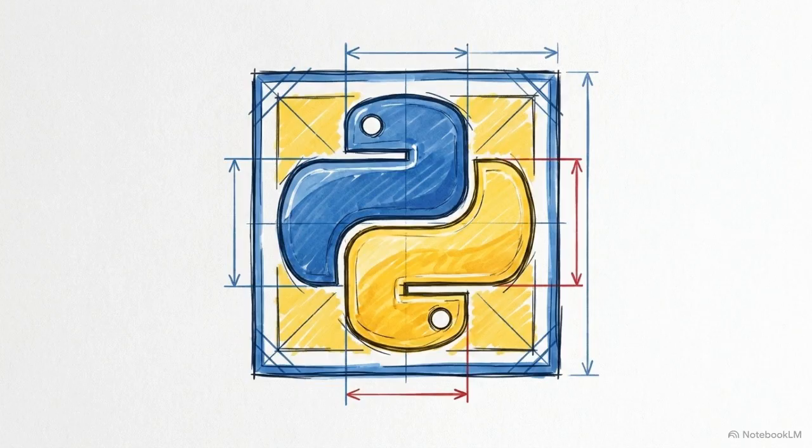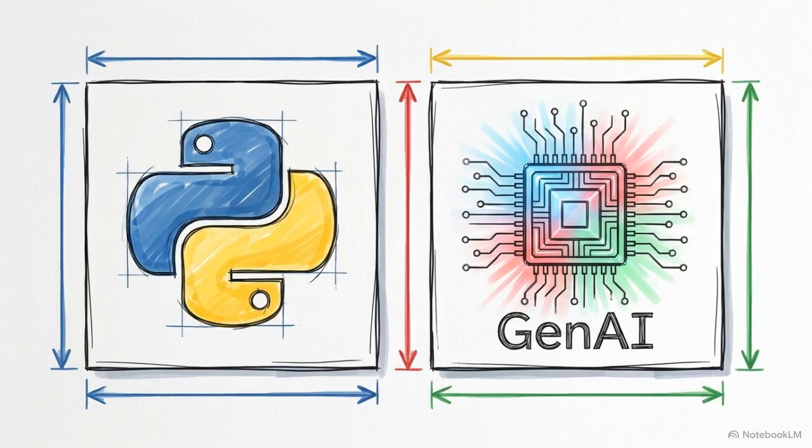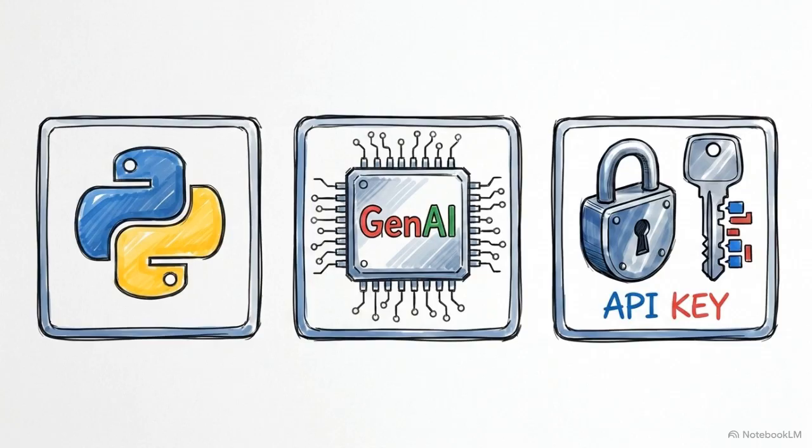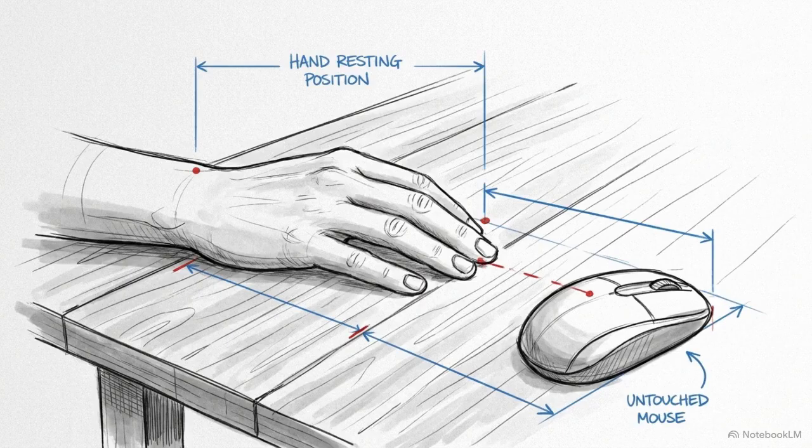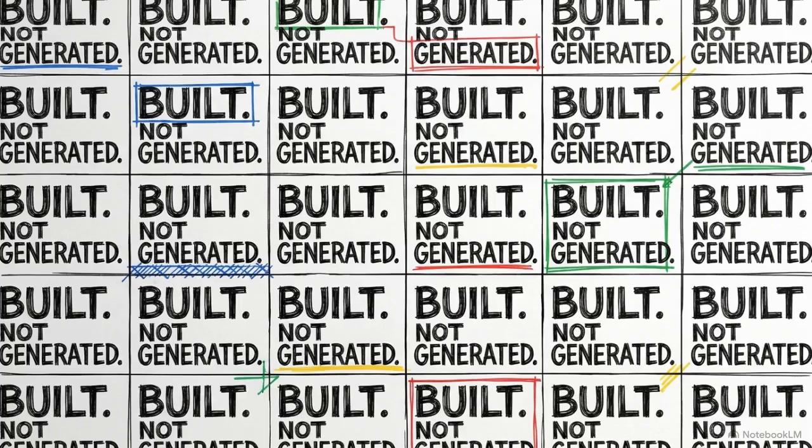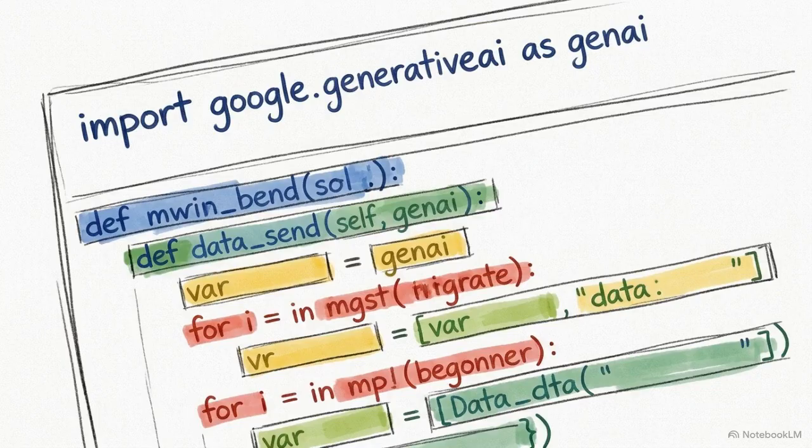To follow along, you'll need Python and the Google GenAI SDK installed, along with an active API key. Moving this process into a script allows us to bypass manual UI clicks. It's the first step toward building a repeatable, programmatically controlled workflow for your creative projects. We'll start with the setup.